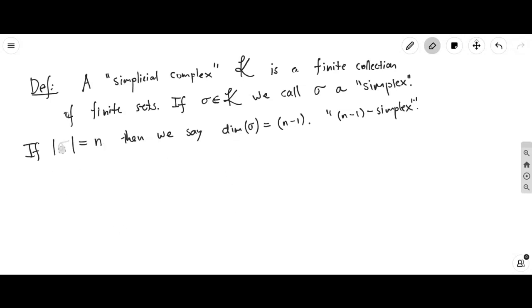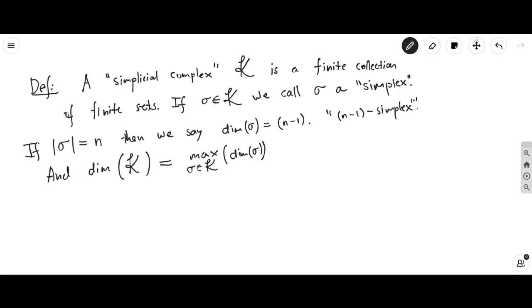Of course, the empty set causes funny things to happen. Do we say the dimension of the empty set is -1? Let's not worry about it. I guess some people would say the dimension of the empty set is -infinity, but let's not even go there. And the dimension of your simplicial complex is the maximum of all of the simplices. So you look at all of the simplices that make it up, the individual sets sitting inside the complex, and you take the maximum dimension that you see.